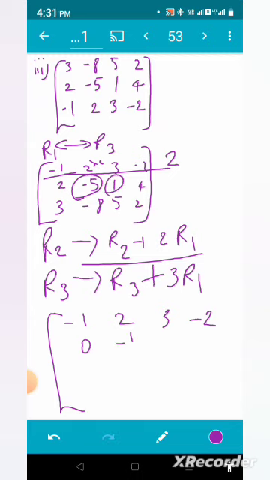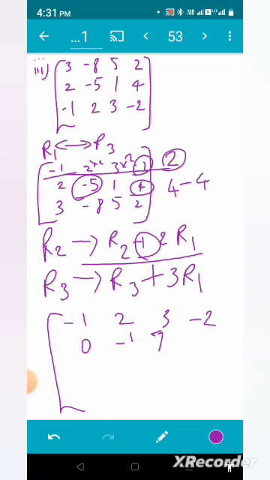Similarly, 1 minus 6 is minus 5. Sorry, 1 plus 6 is 7. So I put 7 here. Similarly, 4 plus 2, that is 6. Then 4 minus 2 into 2 is minus 4.